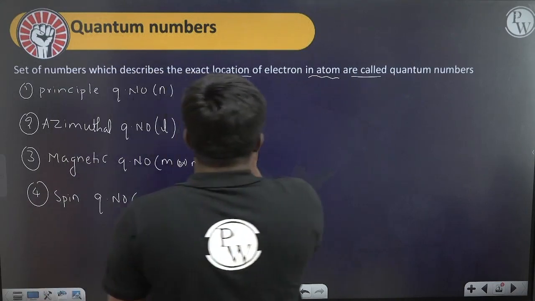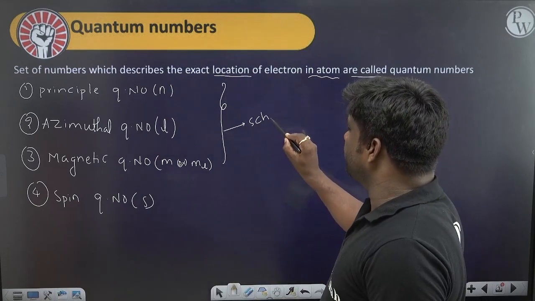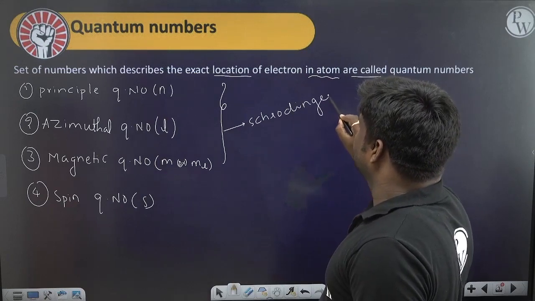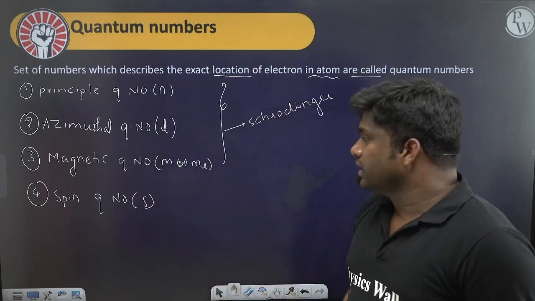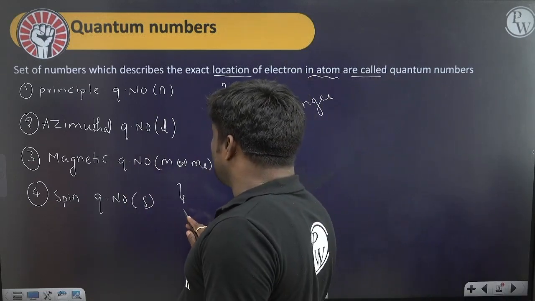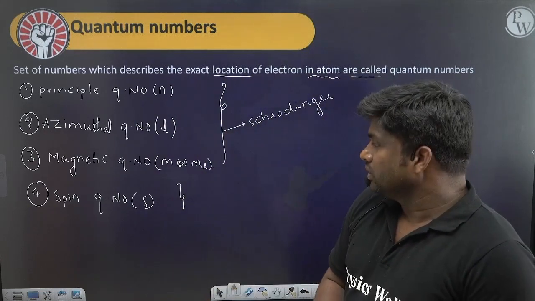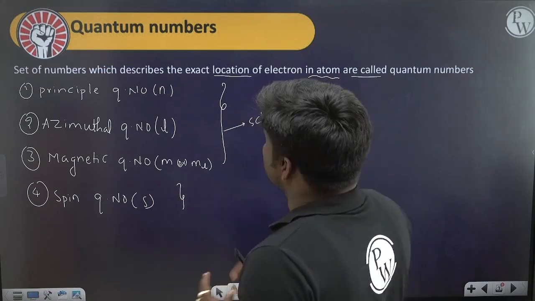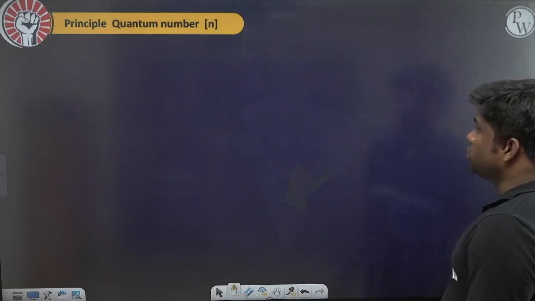These three quantum numbers are the solutions of the Schrodinger wave equation. Later, one more quantum number was introduced, that is the spin quantum number. Spin quantum number describes the spinning of the electron, which we will discuss later. First of all, we will start with the very first one, the principal quantum number.